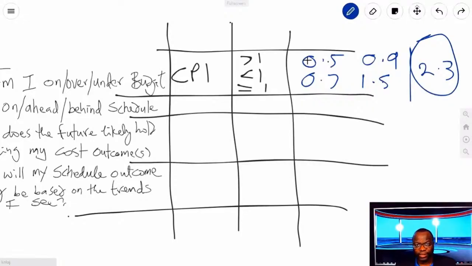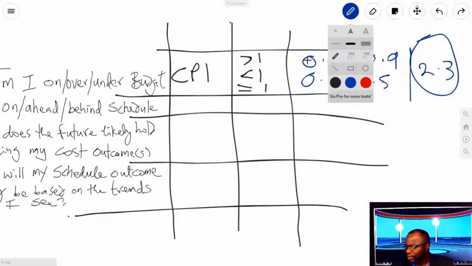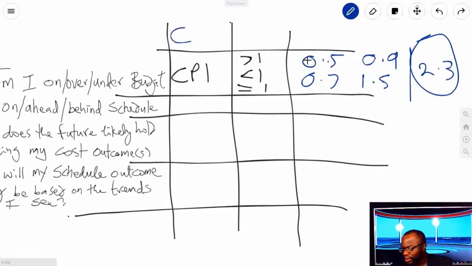All right, so on your exam, you're going to get questions such as your CPI is this, your SPI is this, and things such as that. So I am on, over, under budget. CPI is the first metric that will address that. I'm going to show you the second metric here. The second metric that addresses this is your cost variance, CV.